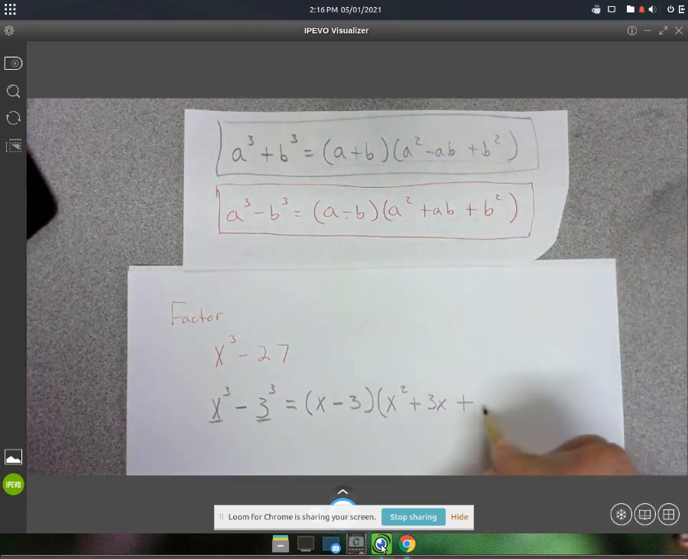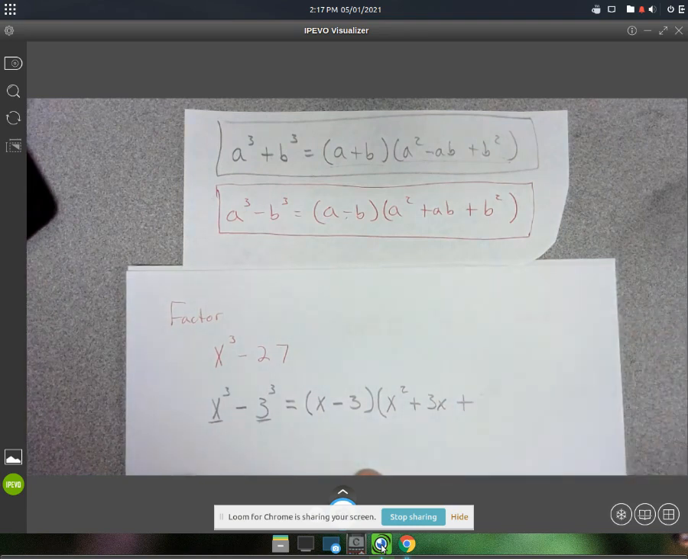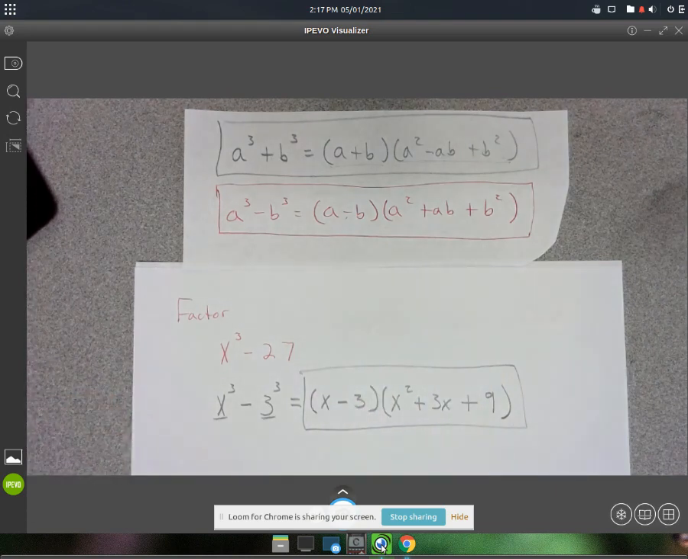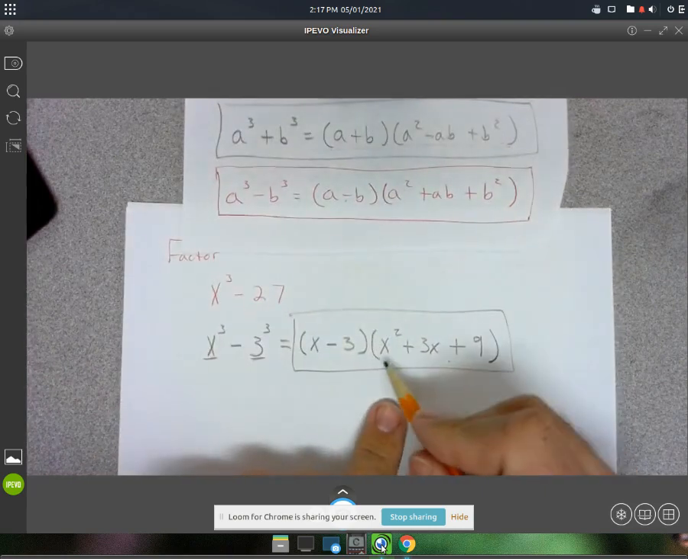Plus, and then it says b squared. You could say 3 to the second power, but we're going to go ahead and square that out. So 3 squared is 3 times 3, so 9. And there it is. This is now in factored form. That's what we did, we just factored it. Now, I want to mention that you do not have to try to factor this expression again. As far as I know, this thing never factors, so you don't have to go through any extra steps trying to break this down further.